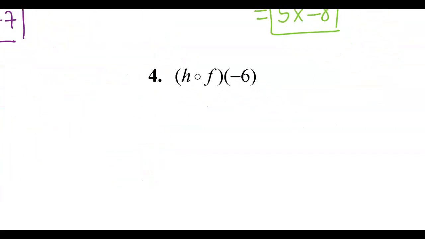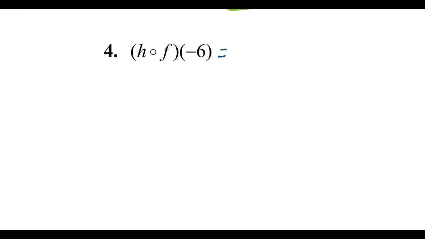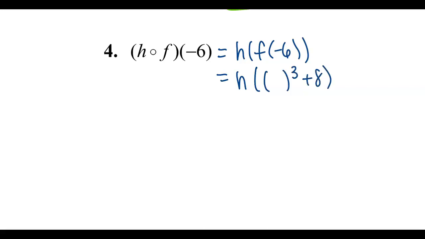So for question number 6, first thing we need to do is rewrite this, h of f of negative 6. Again, we are going to work from the inside out. So h parentheses, we're going to do the f function, which is x cubed plus 8. Remember, we're not using x in the parentheses. We're now going to substitute in negative 6.